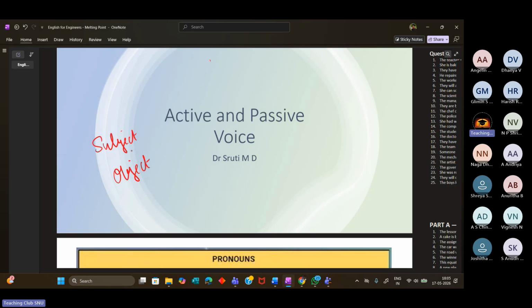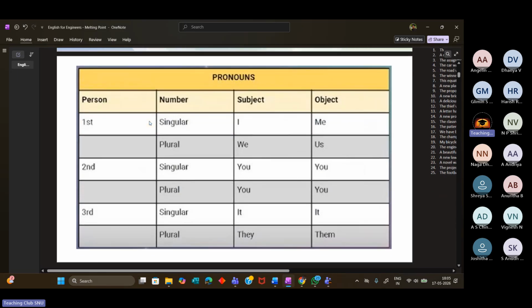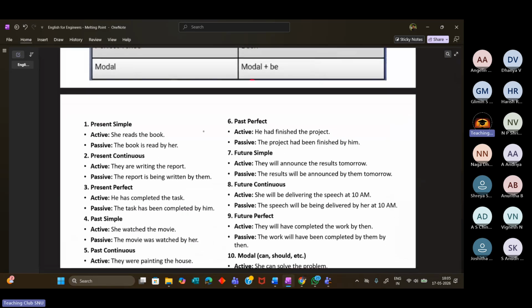Okay, I know I'm making it confusing, but wait, let me explain by an example. Let's take this first example: he reads the book. In active sentences, usually the part or the word which drives the content in the sentence becomes the subject. So in this, he should be the subject. He is the entity which drives the action forward.